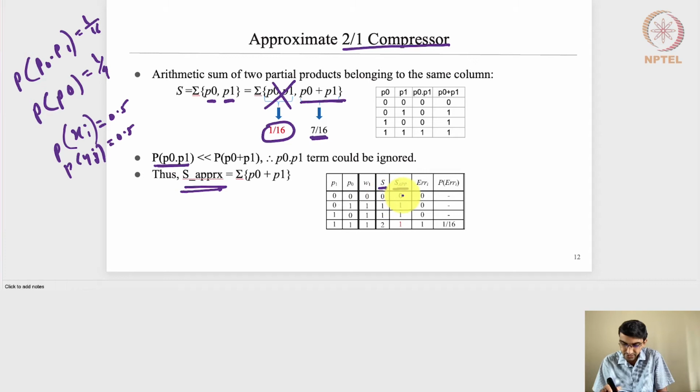So if I have 0, 0, it is 0. Approximate is also 0. If I have 0, 1, I will have the sum as 1. 1, 0, it will be 1. 1, 1, it will be nothing but 2. Whereas my approximate sum will give me the same values except this particular value. So the error here is 1, and the probability of error is nothing but 1 by 16, coming straight from this particular value. So what we have done is, in a 2:1 compressor, instead of the regular sum, right, the 2:1 compressor is nothing but a half adder. Instead of an XOR gate, why not represent it with just an OR gate?